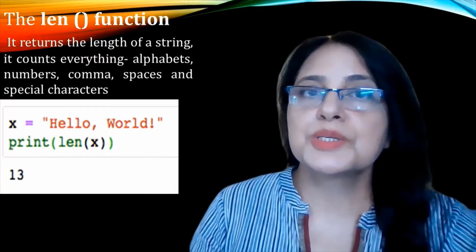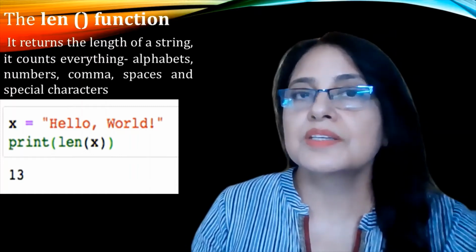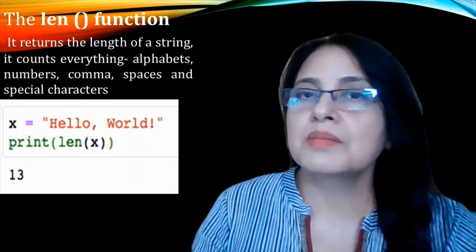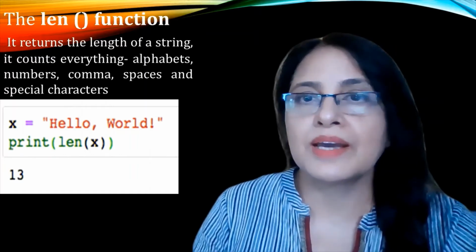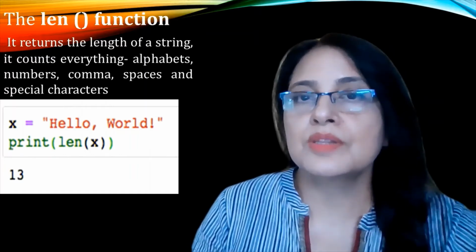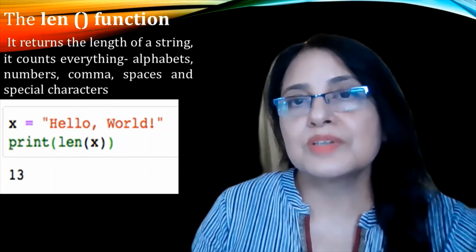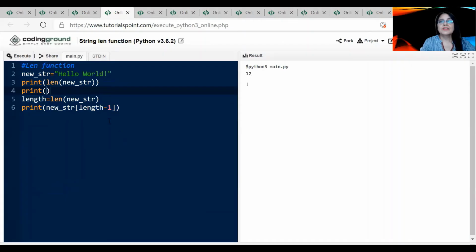The len function returns the length of a string. It counts everything: alphabets, numbers, commas, spaces, special characters. Anything within the quotes is counted towards the length of the string. The len function is used to find the length of a string. And in this case, we have a string hello world. So the length is going to be 12.